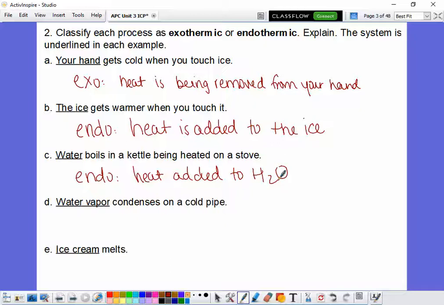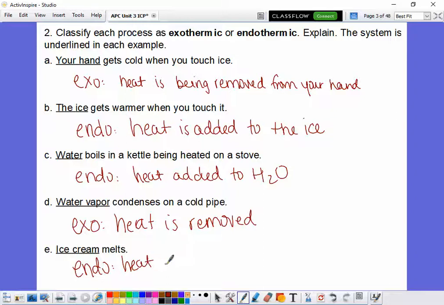All right, water vapor condenses on a cold pipe. Exo. Yep, because when we condense something, we have to take energy out of it. We have to take heat out of it. Heat is removed. And ice cream melts. Endo. Heat is being added. So those were very straightforward, right?